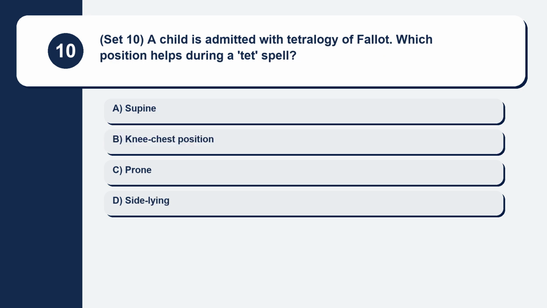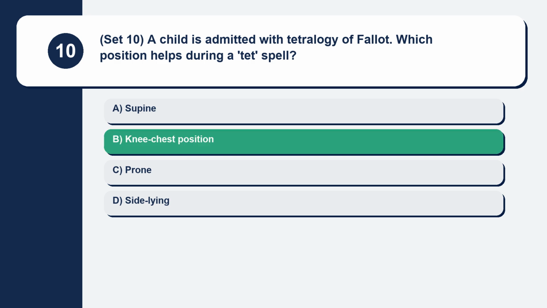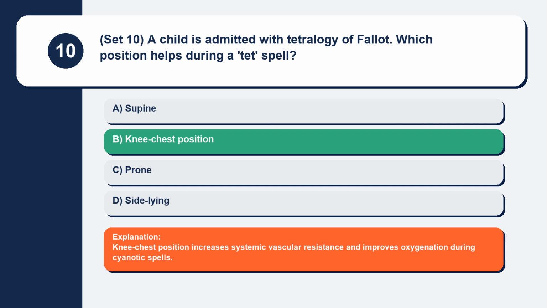Question 10. Set 10. A child is admitted with tetralogy of Fallot. Which position helps during a tet spell? Supine, knee-chest position, prone, side-lying. Knee-chest position increases systemic vascular resistance and improves oxygenation during cyanotic spells.